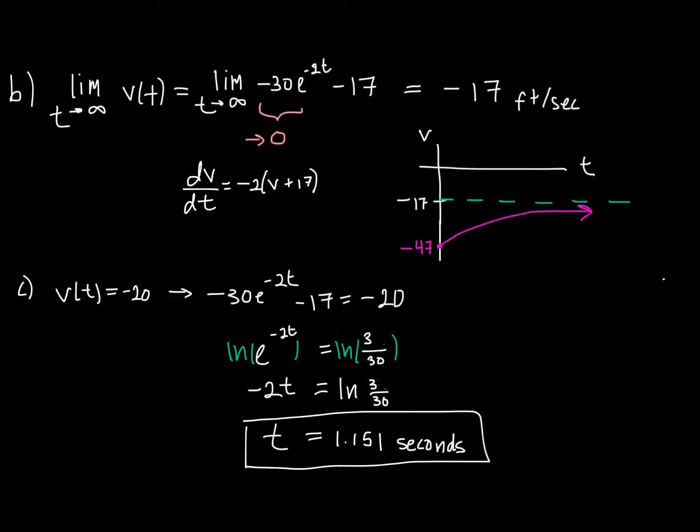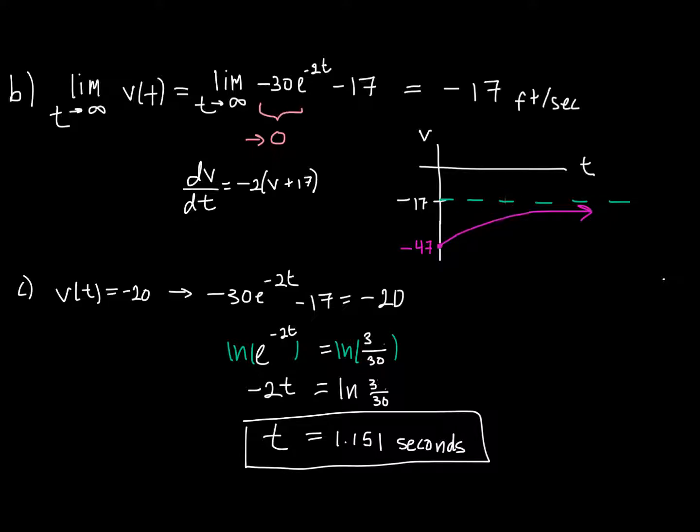Our initial condition, our initial velocity, was negative 47. So if I start here at negative 47, consider the slope at negative 47. Well, we'll have negative 47 plus 17, that's negative, times the negative is a positive. So we have a positive slope, and notice everywhere where the velocity is less than negative 17, we're going to have positive slopes. So our velocity curve is going to be getting closer and closer to a velocity of negative 17, but it's never going to actually get to negative 17.